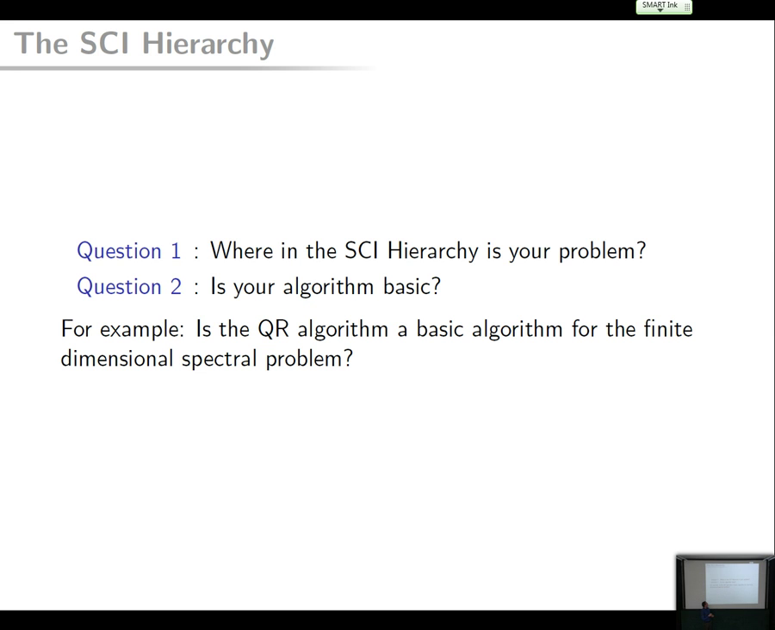Now, this question here is actually one of the main questions left in numerical linear algebra. It is not known if this is a basic algorithm. It's not even known if the QR algorithm is globally convergent. Sorry, a basic algorithm is simply one that gives you the right classification in the hierarchy. So if your problem is sigma 1, then the algorithm can be basic, right? And nobody knows. This is very delicate.